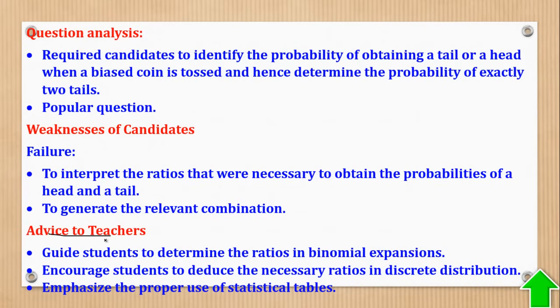Then the advice: teachers should guide students to determine ratios in binomial. It should have been binomial distribution; here they used the expansion. Then encourage students to deduce the necessary ratios in discrete distribution. Then emphasize the proper use of statistical tables, because these formulas are there in the logbook.